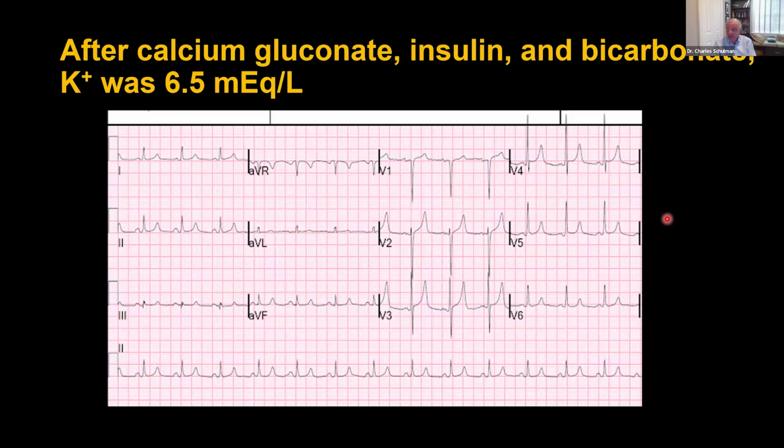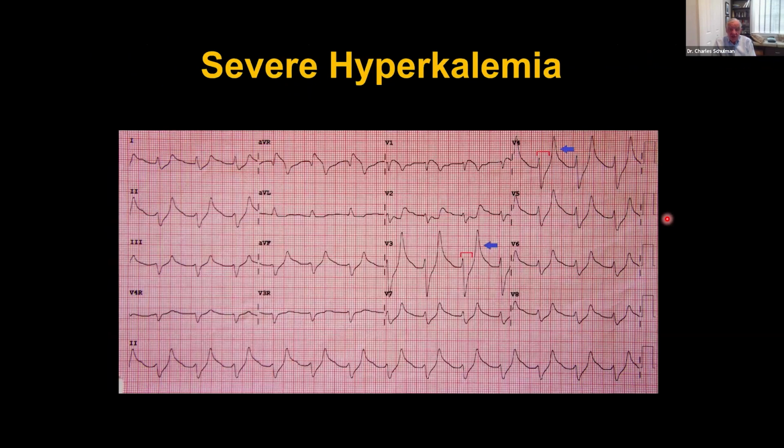So that's hyperkalemia, and this is severe hyperkalemia. You get QRS broadening, these very tall T waves. You can't tell what the rhythm is. So bizarre QRS complexes, possible bradycardia, and what appear to be heart block. So this is severe hyperkalemia.